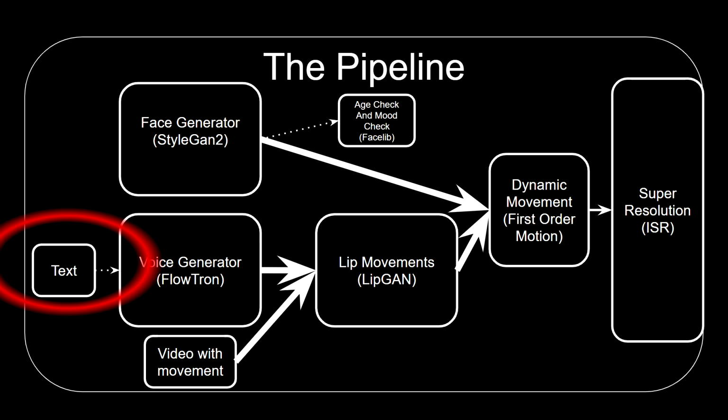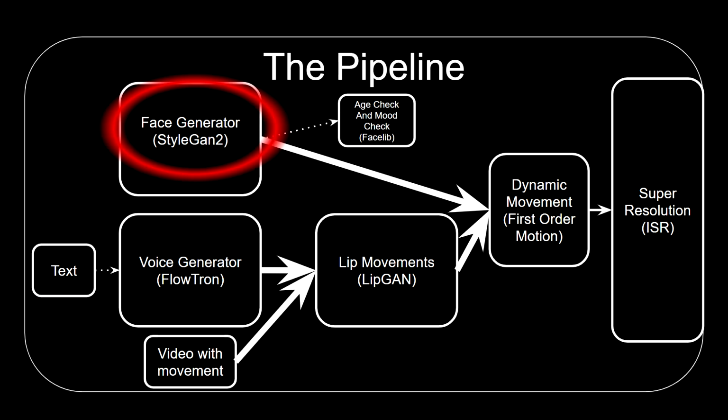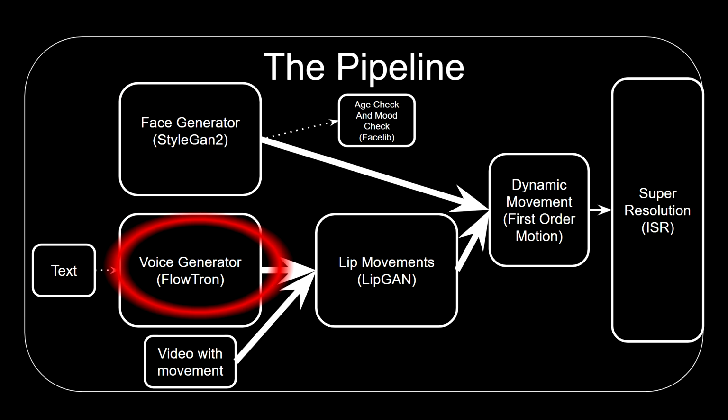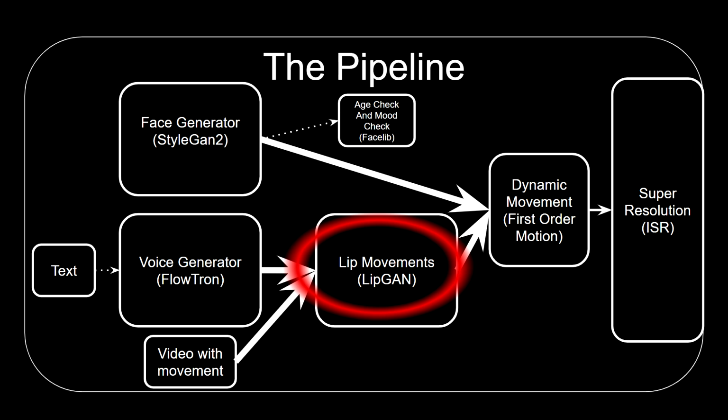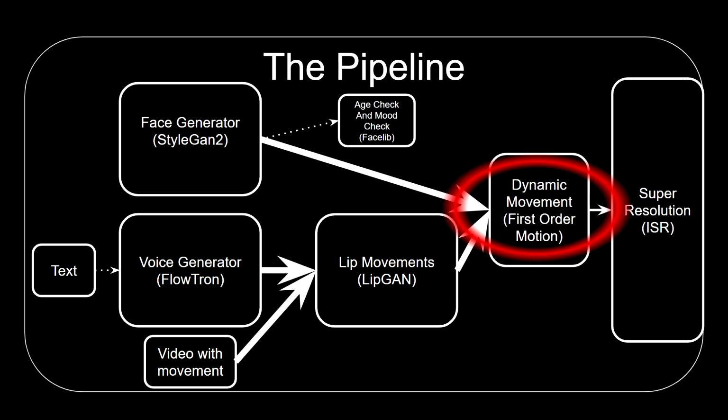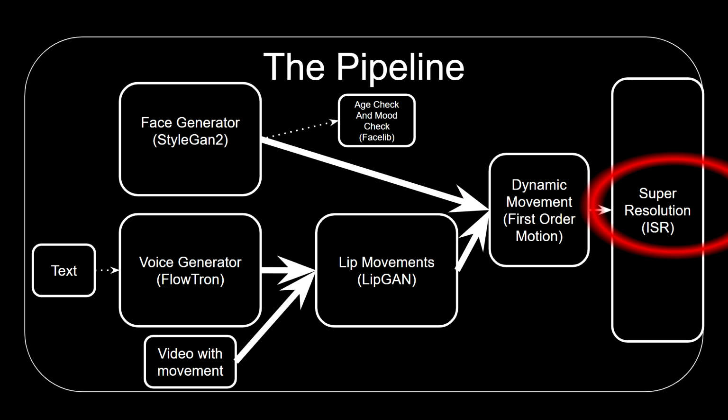At this point our code lets us type in some text. It grabs a generated adult face. It picks a voice that fits the face. The selected voice says the text. It then selects a random motion clip and adds lip sync. It then animates our generated face with the movement. Finally, it applies super resolution.